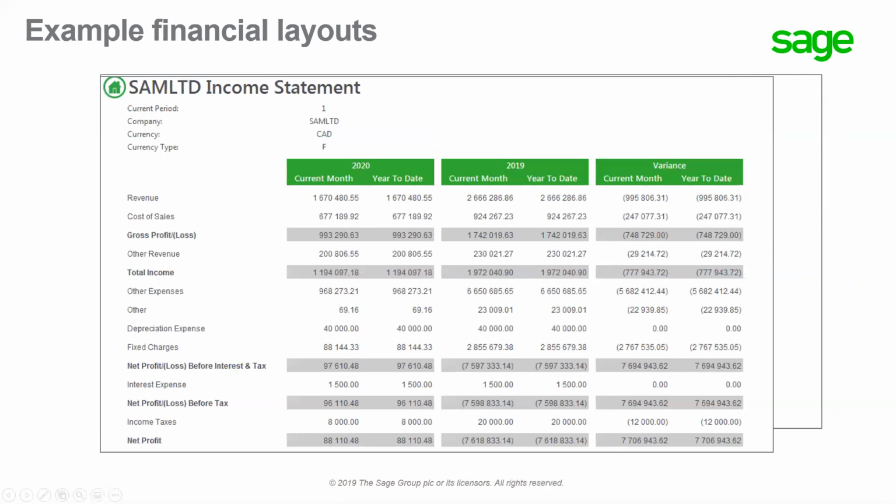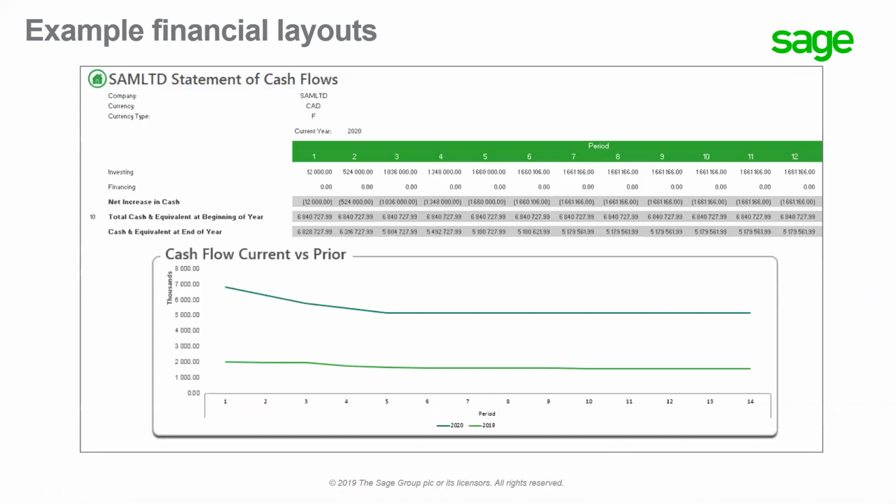We have the ability to consolidate as well. So if you want to see year over year per company and variances between years between companies, you can. So that is available. Statement of cash flows. You can see the trending. You can see the graph at the bottom. So it's not just numbers. It's also graphics that can really help you understand how your business is doing.